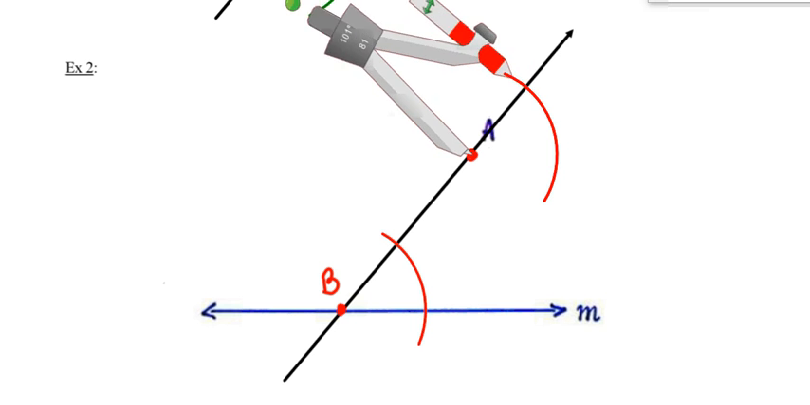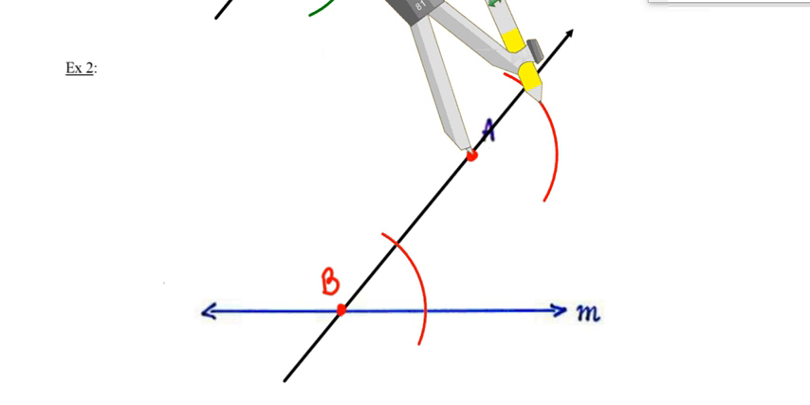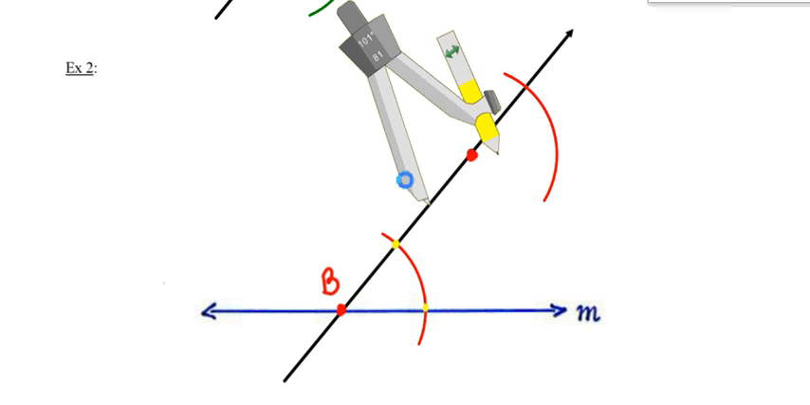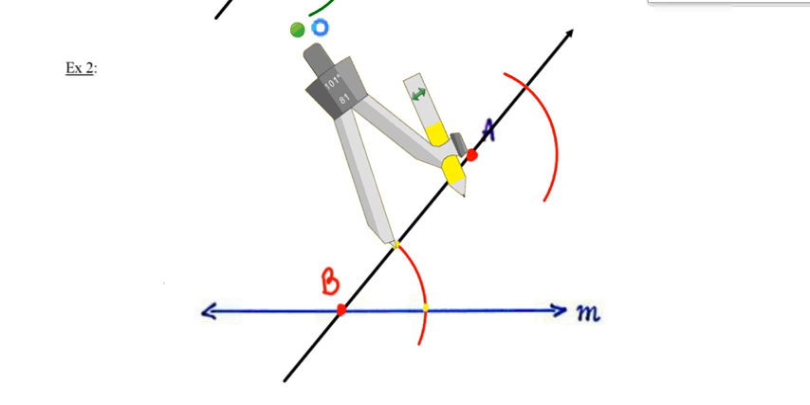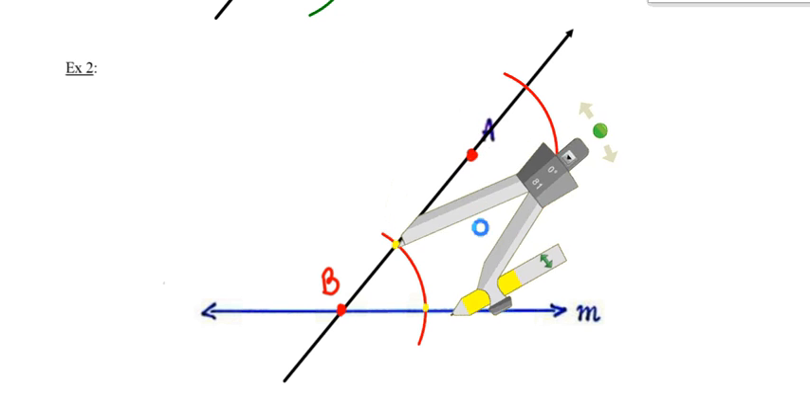And this is the important piece right here. Keep the point of your compass on the transversal. And I want to use my compass now as a measuring tool to measure the distance that that acute angle opens up.